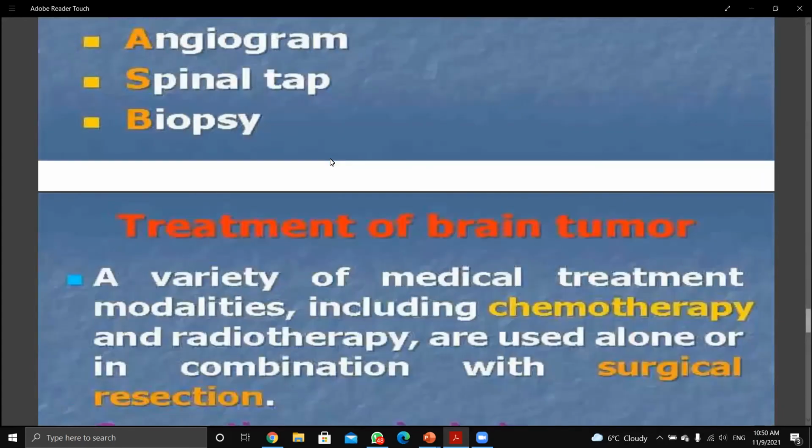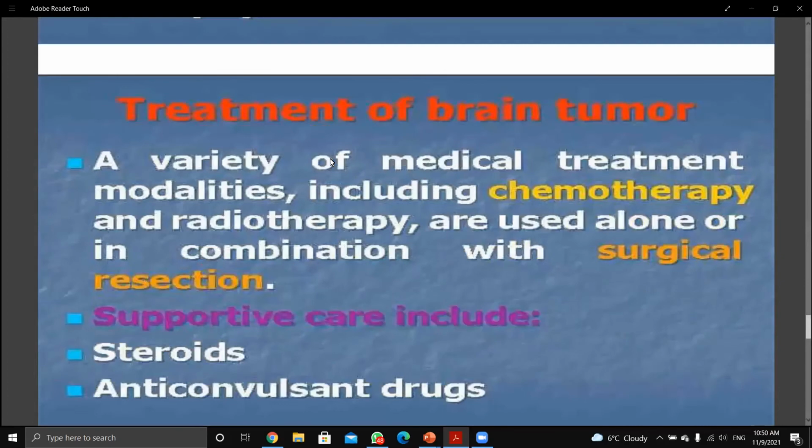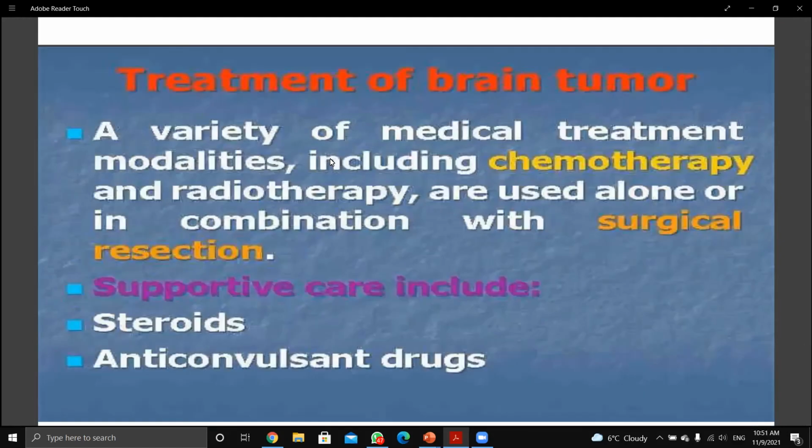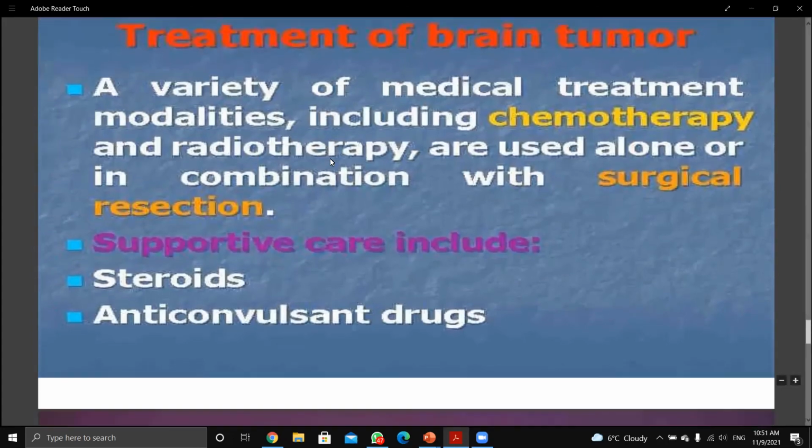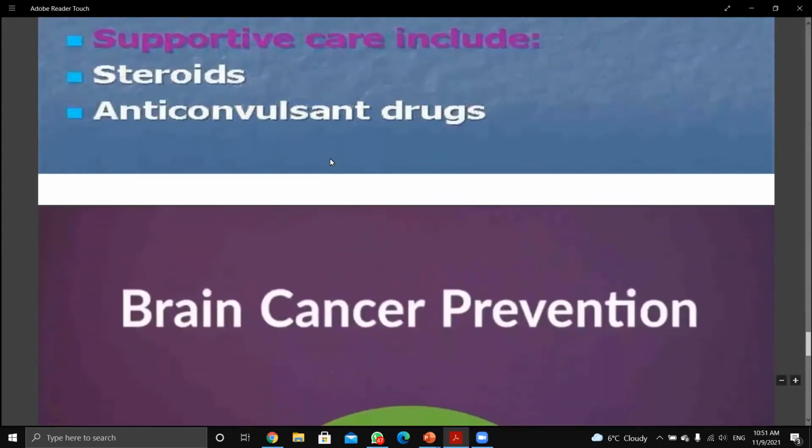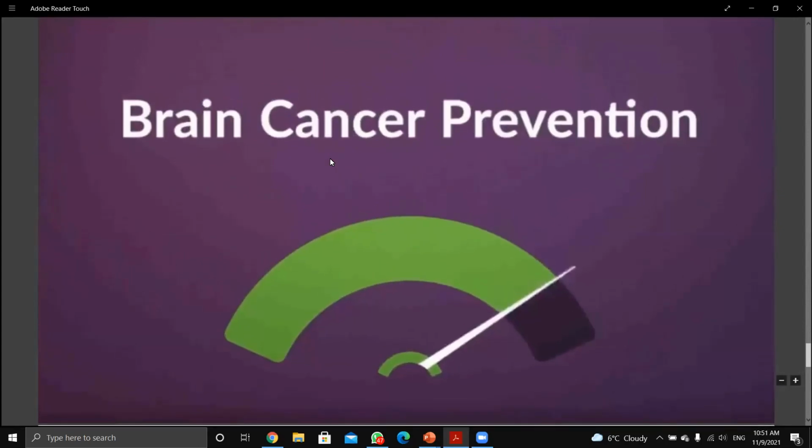What is the treatment of brain tumor? There are a variety of medical treatment modalities, including chemotherapy and radiotherapy, used alone or in combination with surgical resection. Supportive care includes steroids and anticonvulsant drugs. And in emergency situations, we can use a surgical operation to treat the tumor.